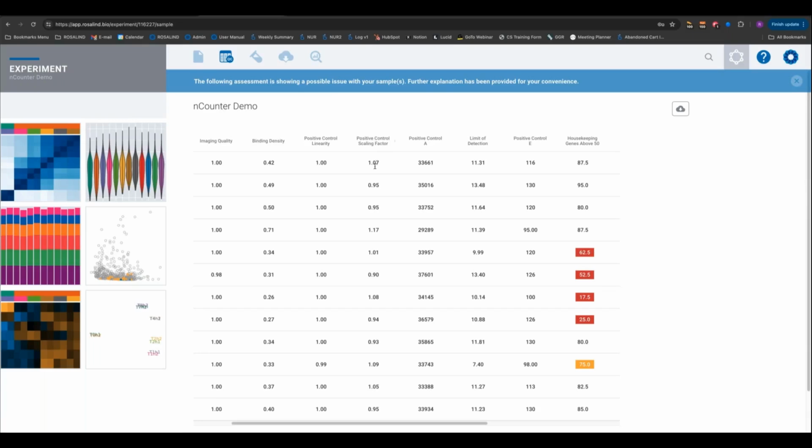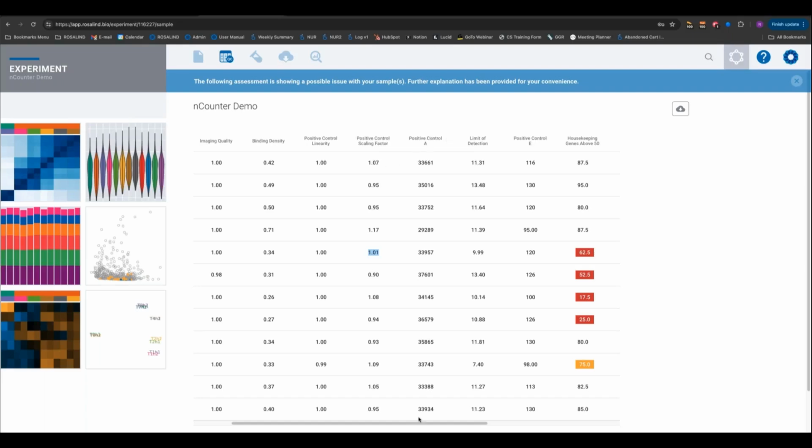Then we can look at the scaling factor. So this metric is telling us, for a particular sample, what is the average expression of the positive controls relative to the average of the whole experiment. So the average expression of the positive controls in this sample is 1, so it's basically at the average of the whole experiment. So these are all really close to 1, which is what we want to see. It indicates that all of these samples are really consistent in terms of their positive control expression.